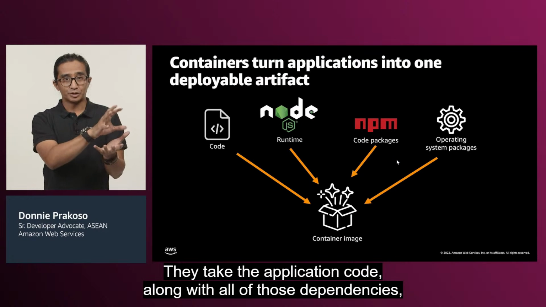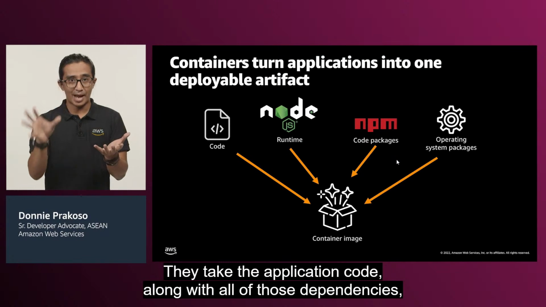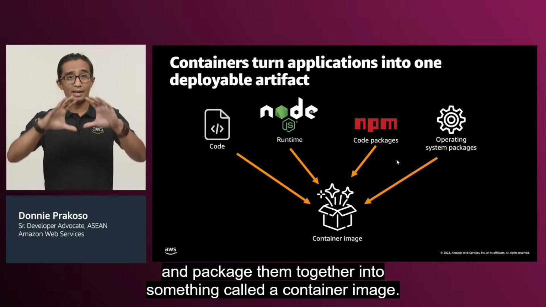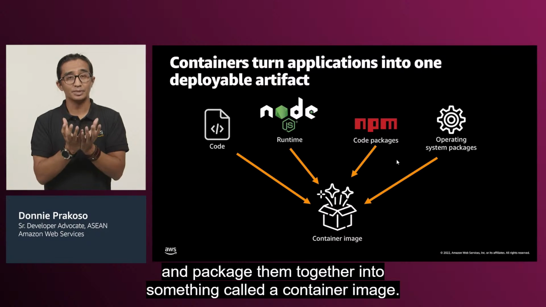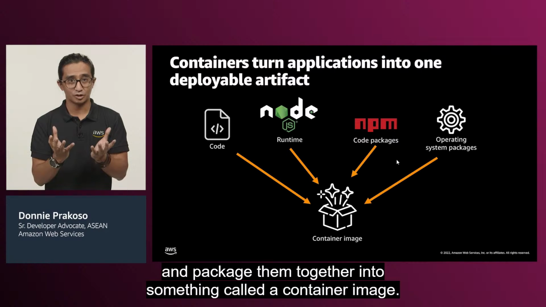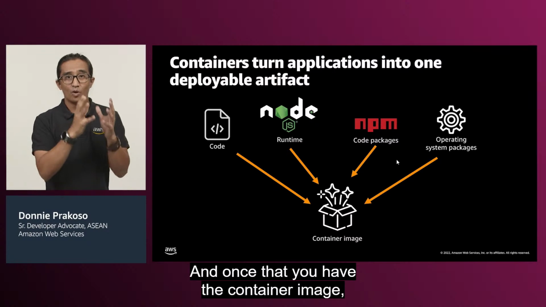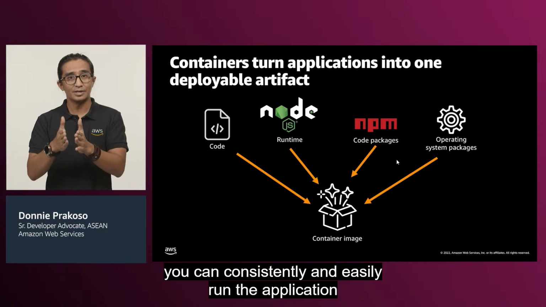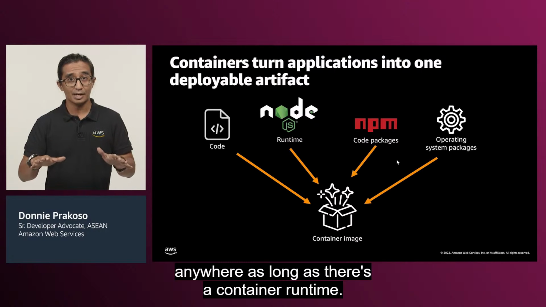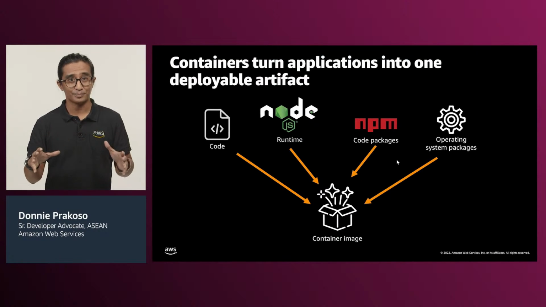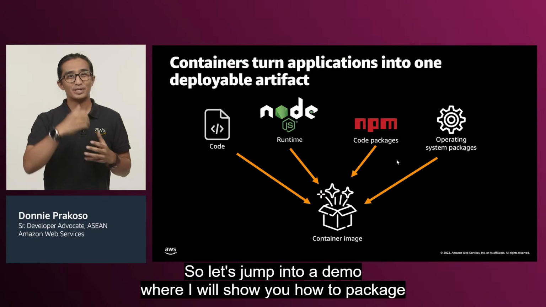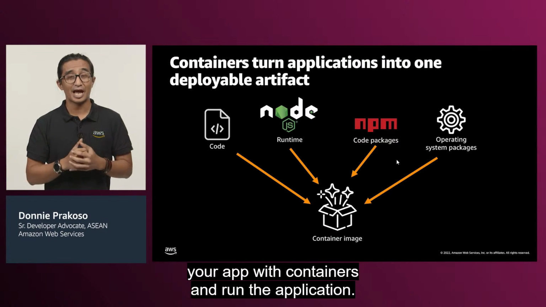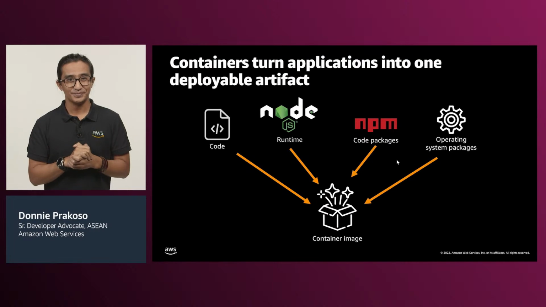They take the application code along with all of those dependencies like runtime, libraries, and configurations, and package them together into something called a container image. And once you have the container image, you can consistently and easily run the application anywhere as long as there's a container runtime. So let's jump into a demo where I will show you how to package your app with containers and run the application.